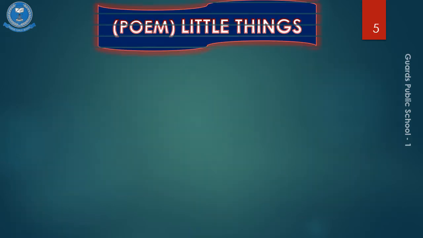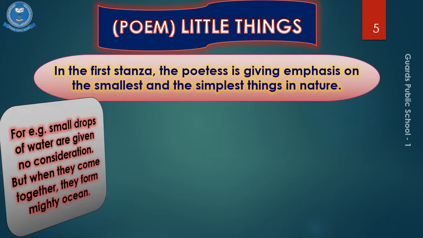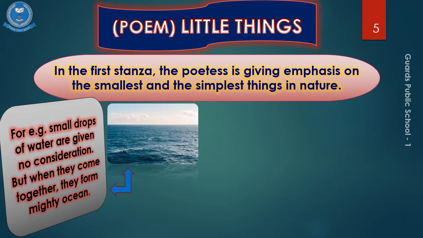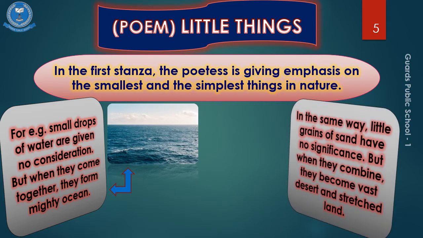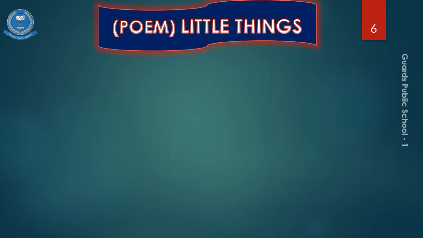In the first stanza, the poetess is giving emphasis on the smallest and the simplest things in nature. For example, small drops of water are given no consideration, but when they come together, they form mighty ocean. In the same way, little grains of sand have no significance, but when they combine, they become vast desert and stretched land. Now let's discuss the second stanza.